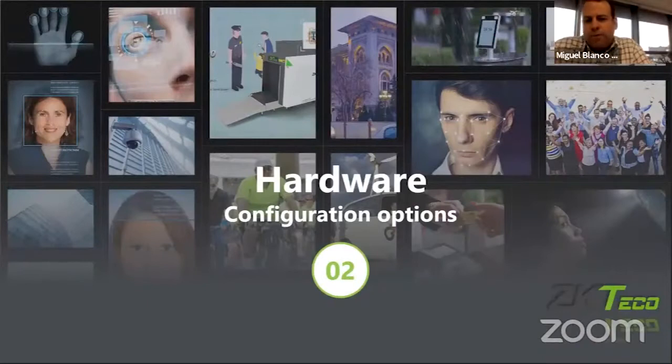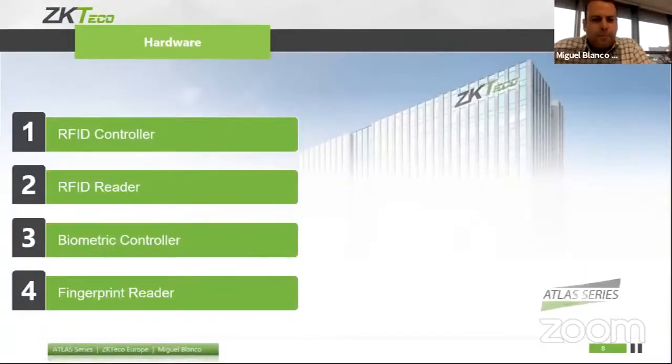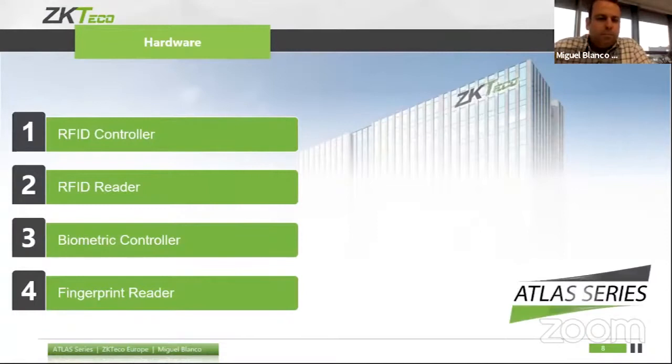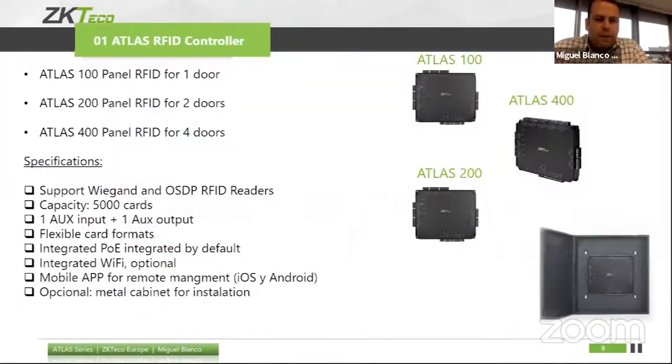Now we'll go to the hardware configuration options that we have. We divided the Atlas access controller in two parts. One is the RFID controller with its RFID readers, and the other is the biometric controller with its fingerprint readers. For the RFID controllers, we have four options.